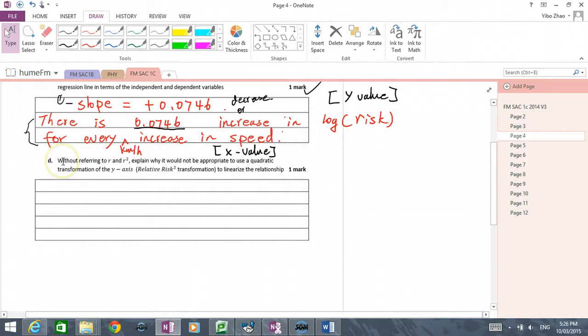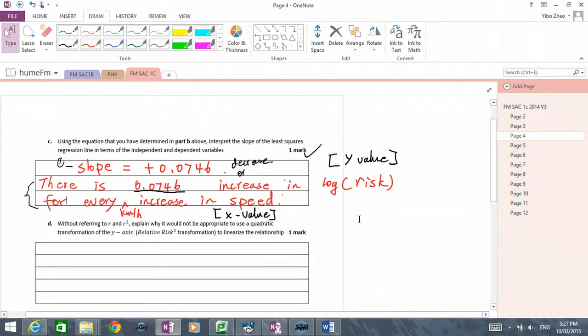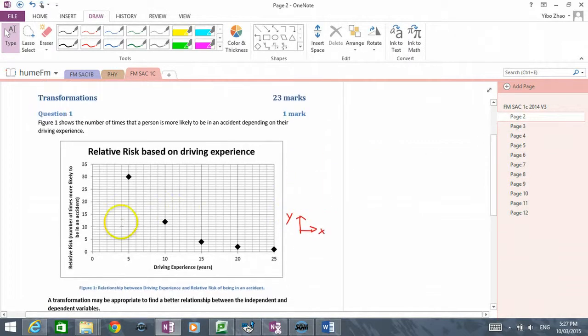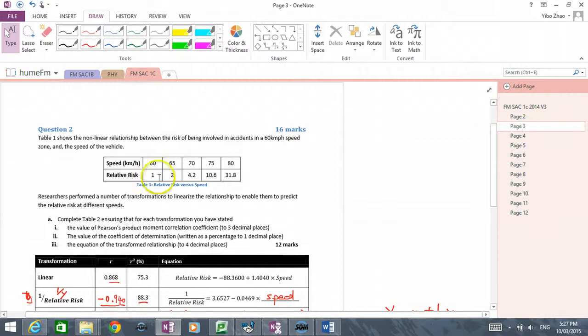Question D. It says, without referring to R and R square, explain why it would not be appropriate to use the quadratic transformation of y, which is relative risk square, to linearize the relationship. This is a really tricky question. So we go back to the data.